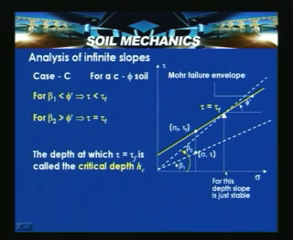For beta 2 greater than phi', at a certain depth the slope is just stable, where tau is equal to tau f. The depth at which tau is equal to tau f is called the critical depth Hc, which we calculated in the previous slide. Beyond this depth, the failure would have already occurred.